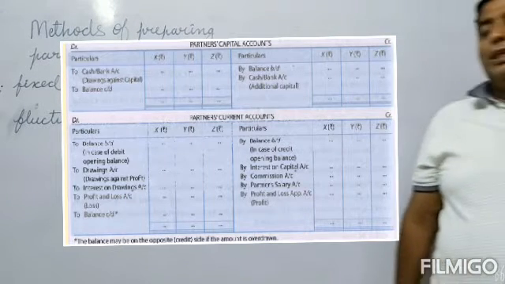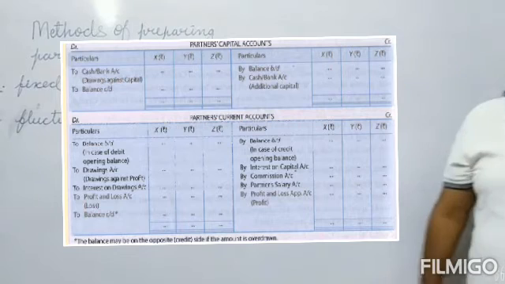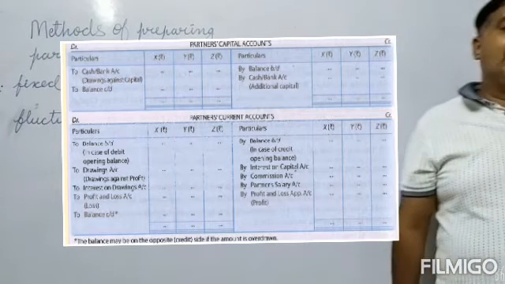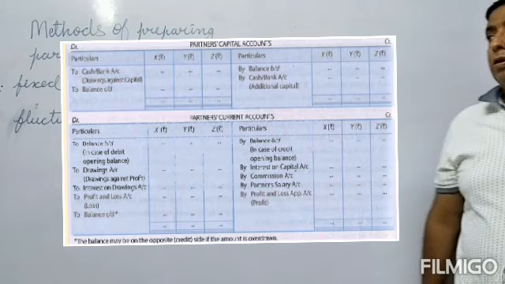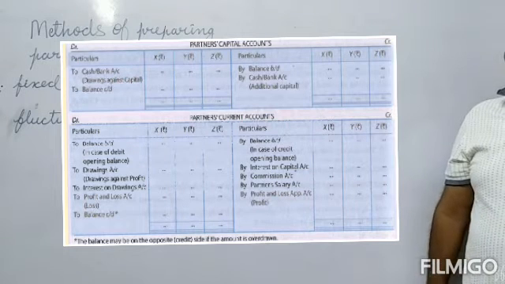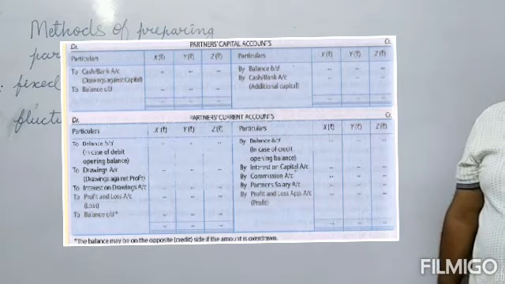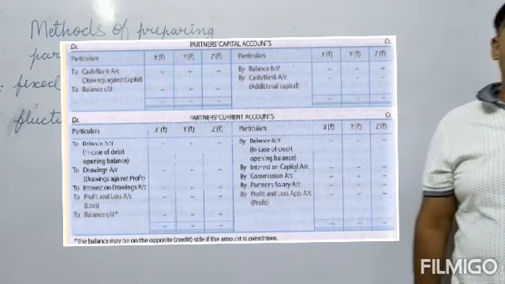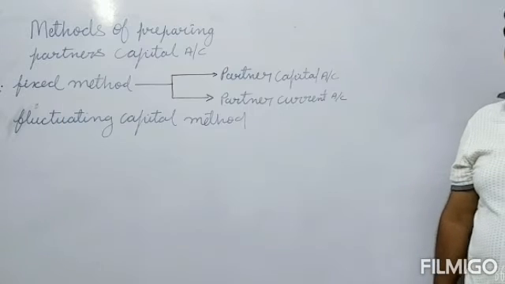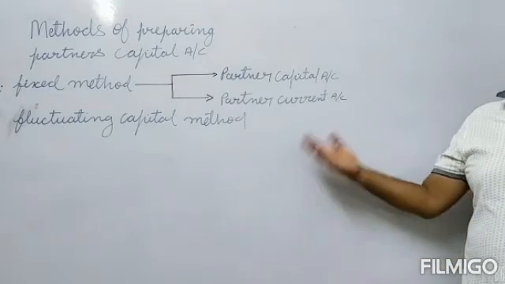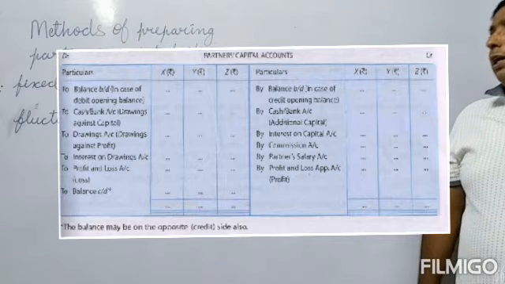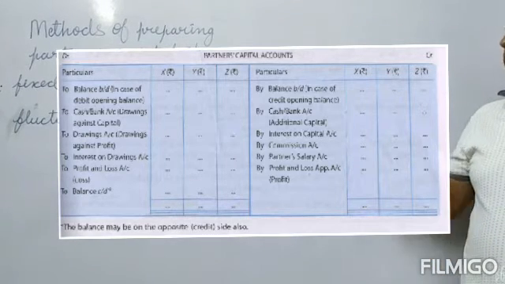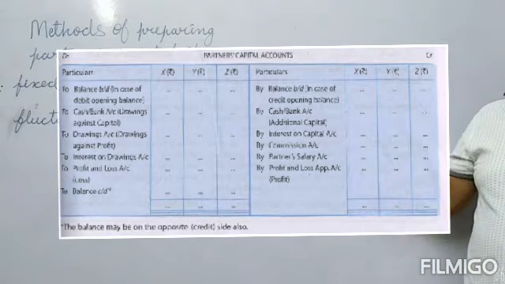Now the second method is fluctuating capital method. Under fluctuating capital method, only a single account is prepared, that is partners capital account. Here the word fluctuating means the capital of the partner does not remain the same, it keeps on changing or it keeps on fluctuating. That is why it is called as fluctuating capital method. It is a combination of both partners capital account and current account.